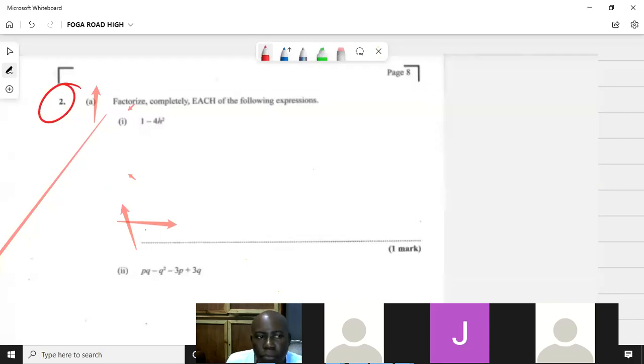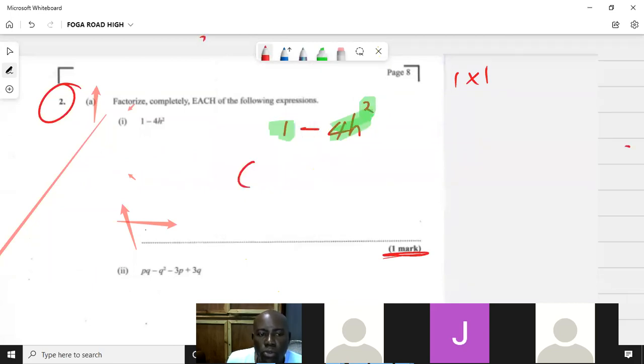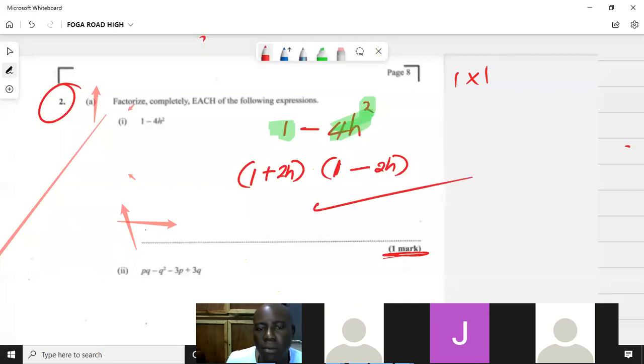Factorize each of the following. 1 minus 4h squared. 1 times 1 gives me still 1, so 1 is special. And you could see that these are special as well. This is again the difference of 2 squares. Look how much marks they give to do it. Most times it's 1 mark. So then you'll open 2 brackets. That means it's not a lot of work. 1, 1, because the square root of 1 is 1. The square root of 4h squared is going to be 2h. You put a plus, you put a minus, and you get the 1 mark and you're gone.